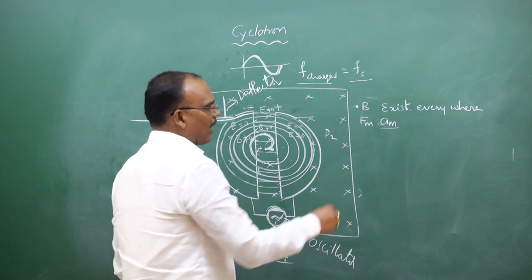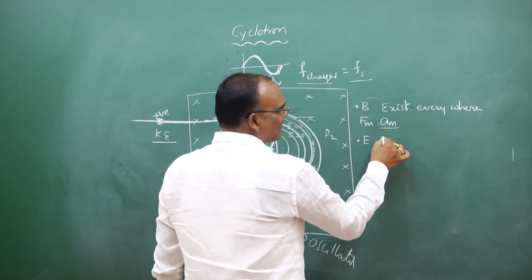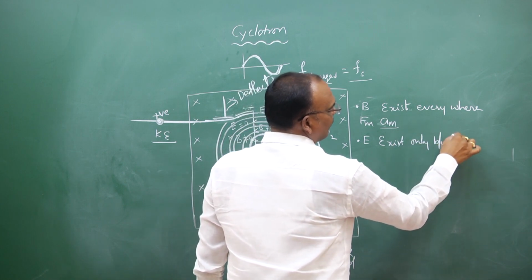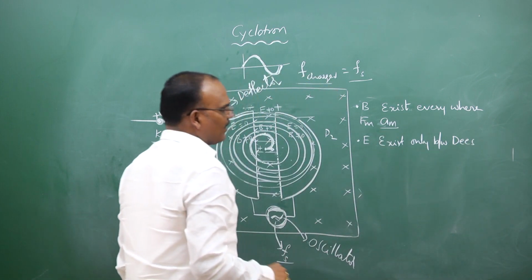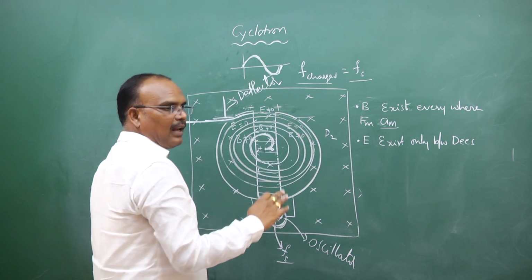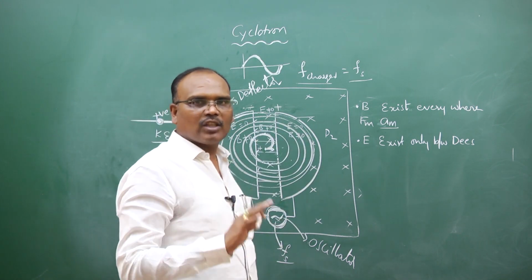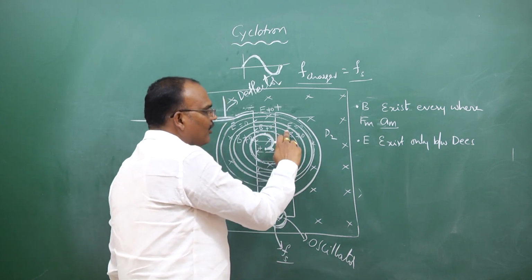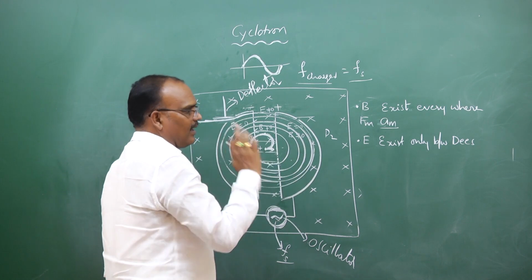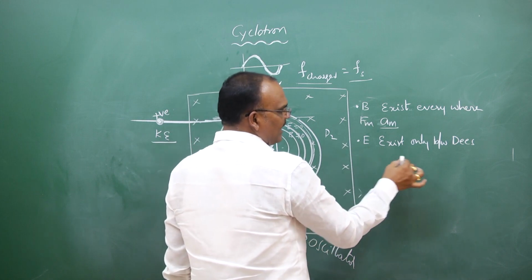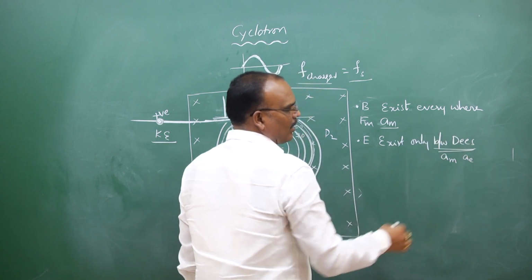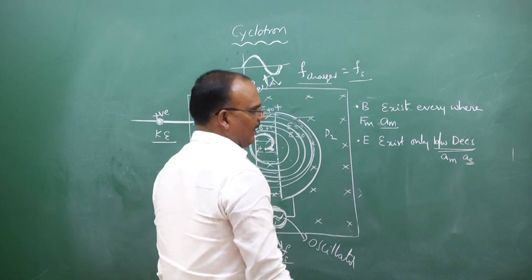This is a simple thing. Second one, electric field exists only between the D's. Inside the D's, electric field is zero because D's are made up of metal. Metal is electrostatic shielding, so there is no electric field. That means the energy of the ion is not going to increase inside the D's. Energy increases only between the D's. Okay, that means between the D's, we have both magnetic acceleration and electric acceleration. Electric acceleration is going to increase the speed.